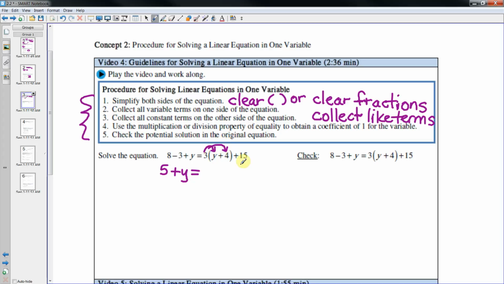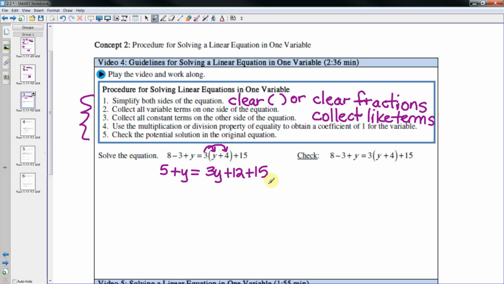Hippity-hoppity distributive property, we're going to clear that parentheses. 3 times y is 3y. 3 times 4 is a plus 12. And then I have a plus 15 out to the side. Now, I cleared the parentheses.